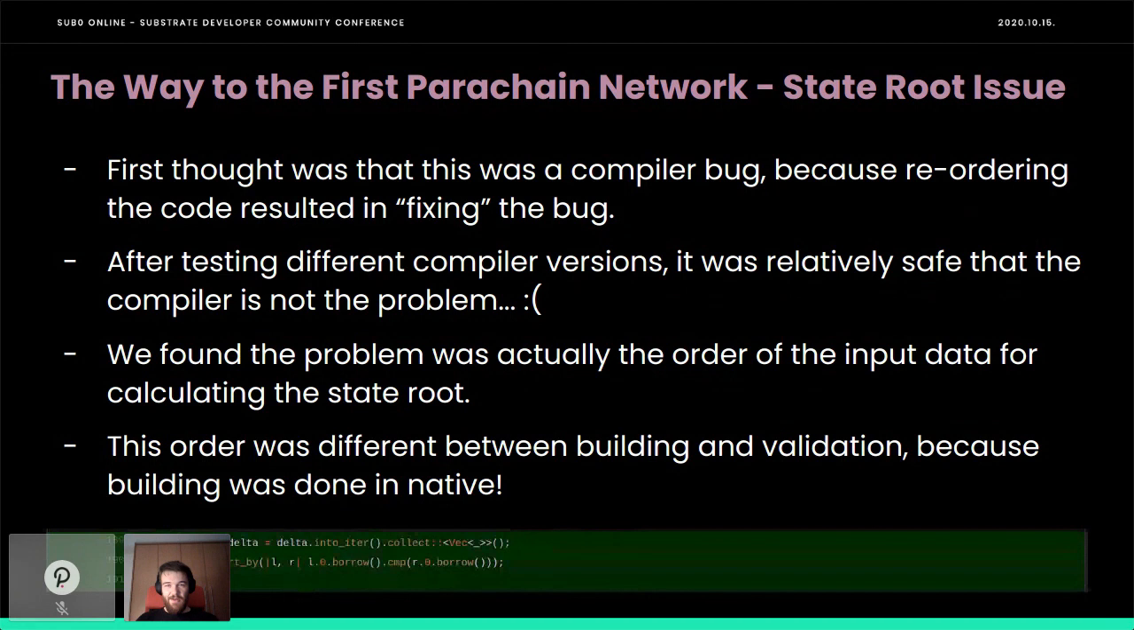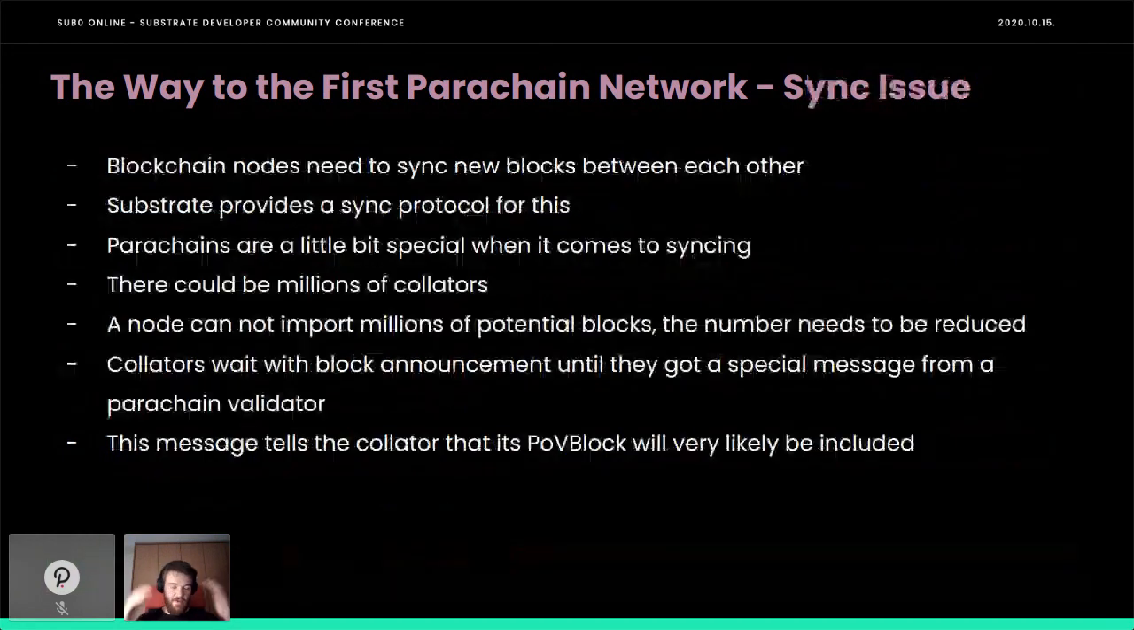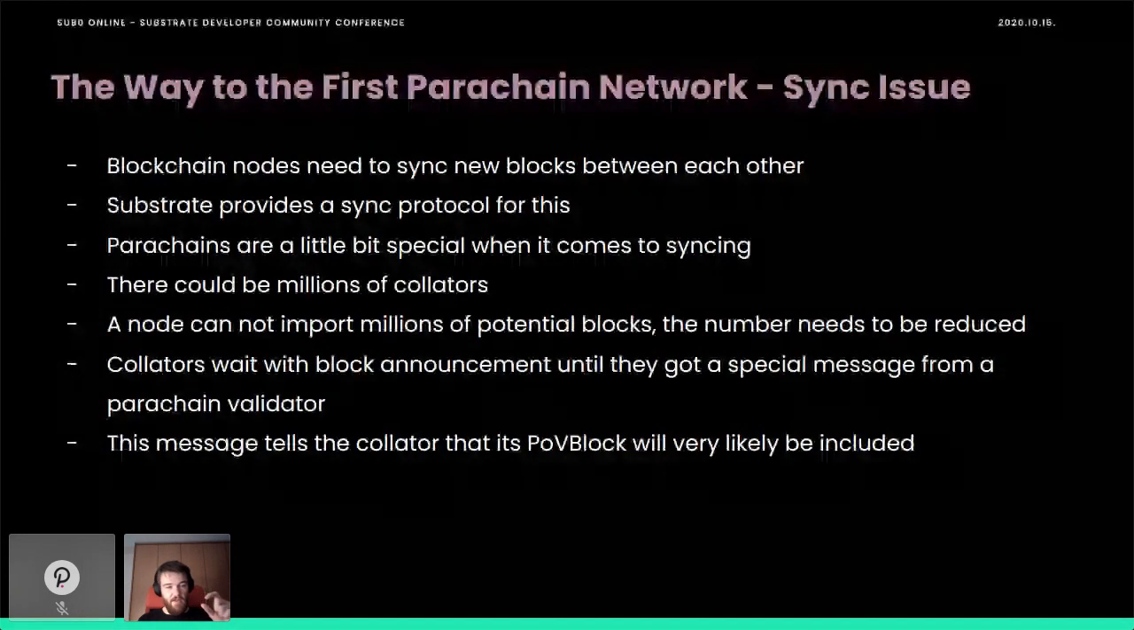So now to the sync issue. If you have a blockchain, you're building blocks, and the other nodes need to be aware of this block. So what happens is we have this sync protocol, which is already built into Substrate, which tells the other nodes, okay, there's a new block, and then the other nodes can say, okay, I want to have it.